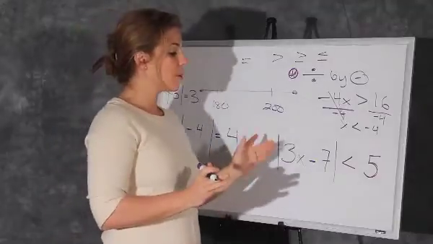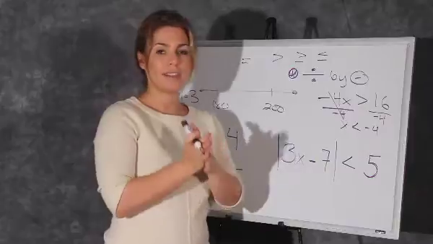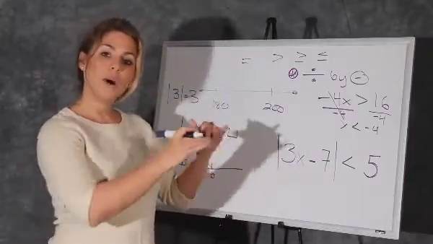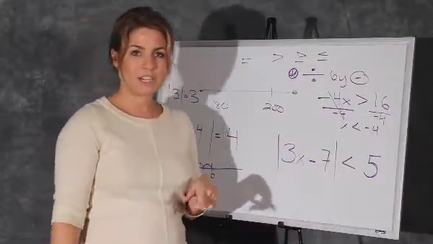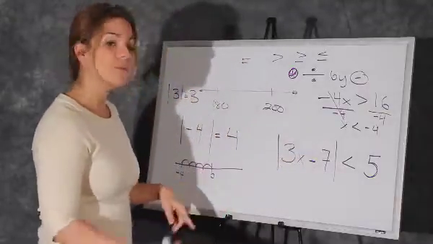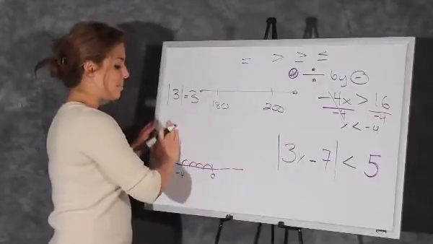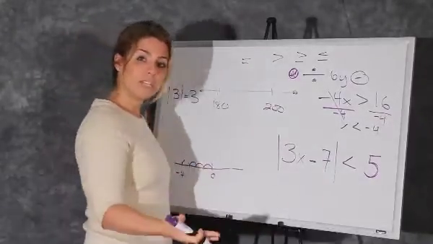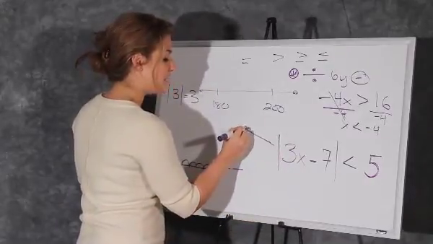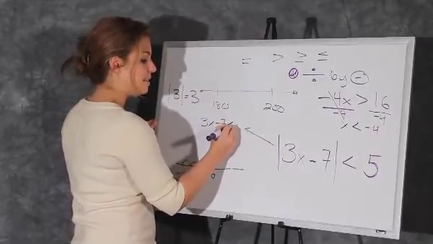So now that we're going to get into inequalities with an absolute value, there's two things that you have to remember. First is when you solve this, you have to set up two separate equations in order to get the correct answer. In this case, the first equation that you're going to set up is going to be exactly the same as how it's written, except we're just going to take away the absolute value. So the first equation is just going to be 3x minus 7 is less than 5.